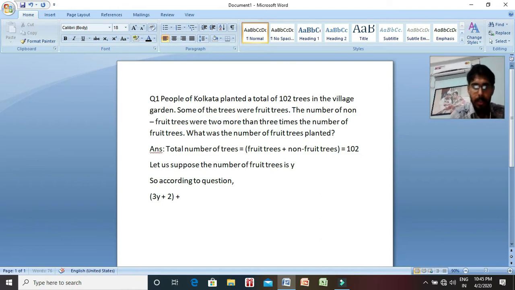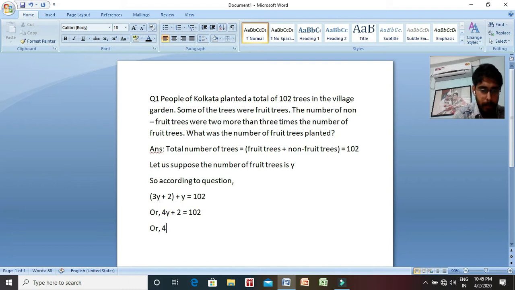And if this is the total number of non-fruit trees, then we add the number of fruit trees to that. In the first statement we have already seen that the total number of trees is a combination of fruit trees and non-fruit trees. So automatically this combination equals 102. From here I can get y, which is the number of fruit trees planted. So it will be 4y plus 2 equals 102.